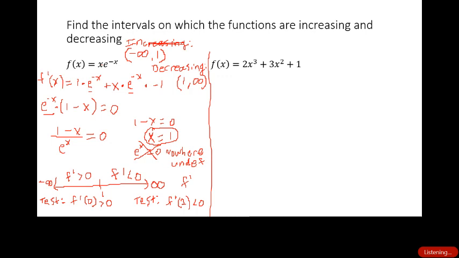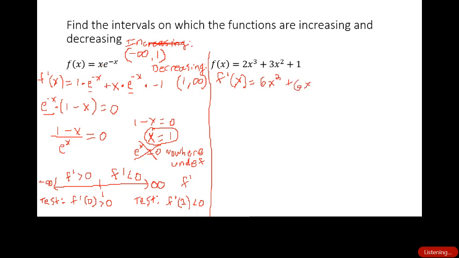So then we're going to do the same thing for the next one. We're going to take 2x cubed plus 3x squared plus 1, and we're not going to use a graph. We're just going to use the first derivative and figure out where this function is increasing and decreasing just based on the sign of the derivative. So let's actually find the first derivative. The derivative of 2x cubed is going to be 6x squared. The derivative of 3x squared is plus 6x, and the derivative of 1 is 0.